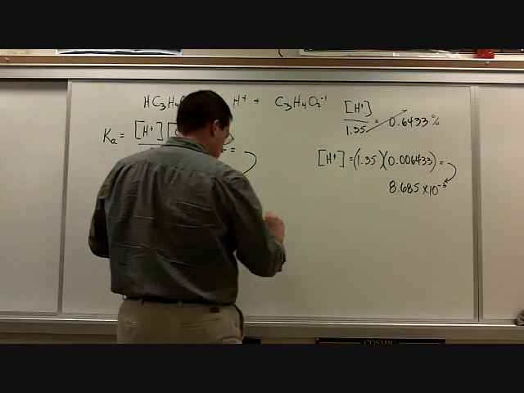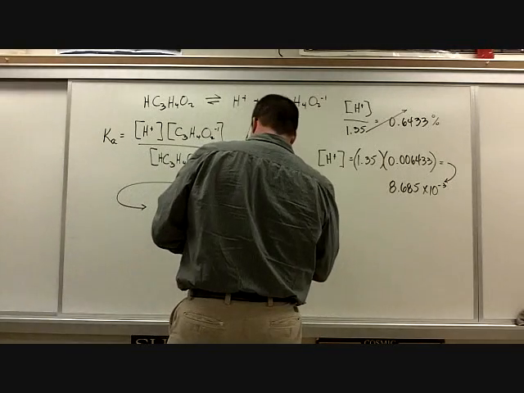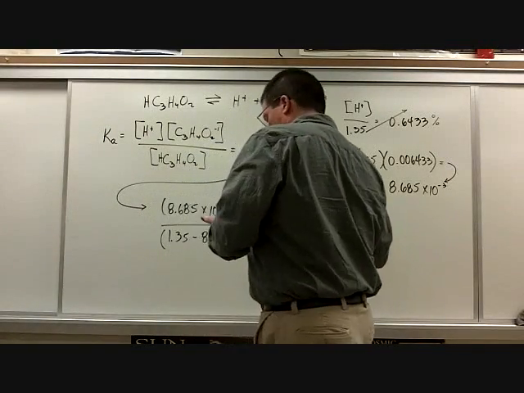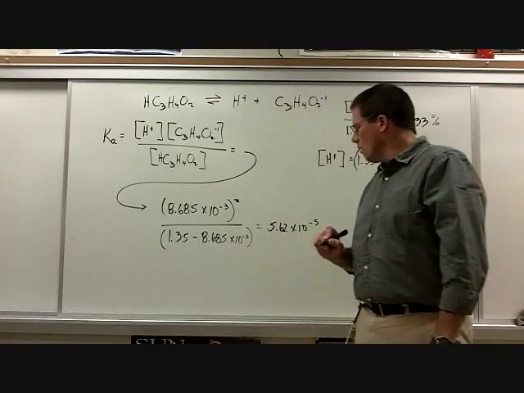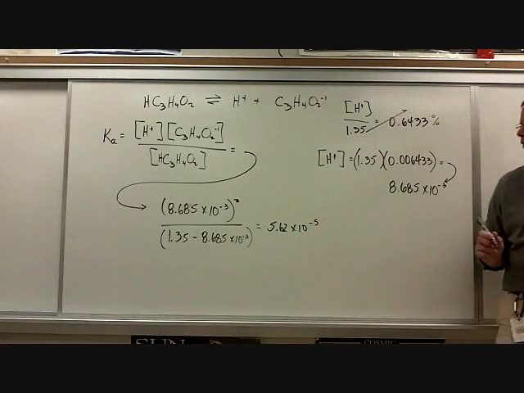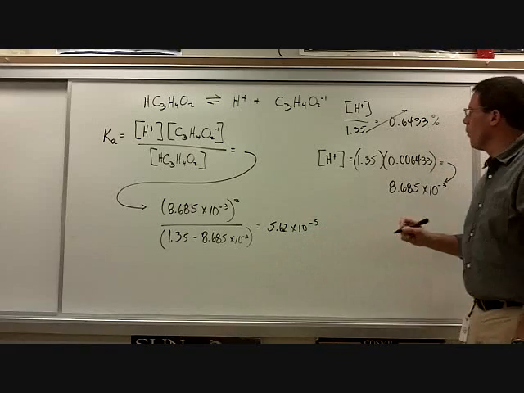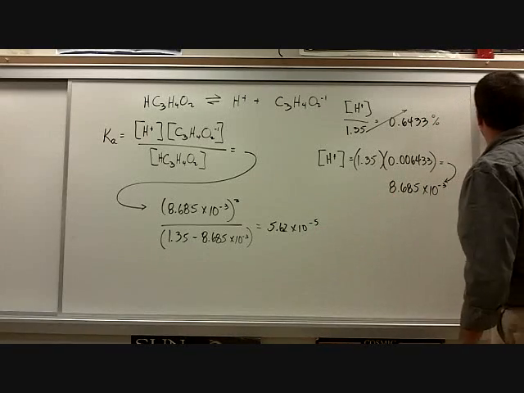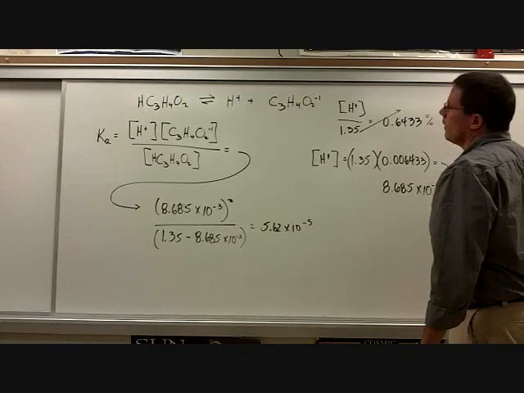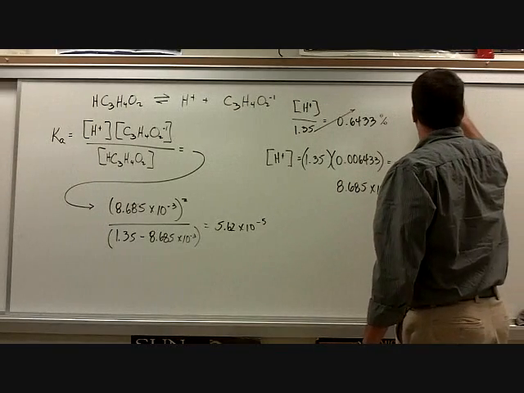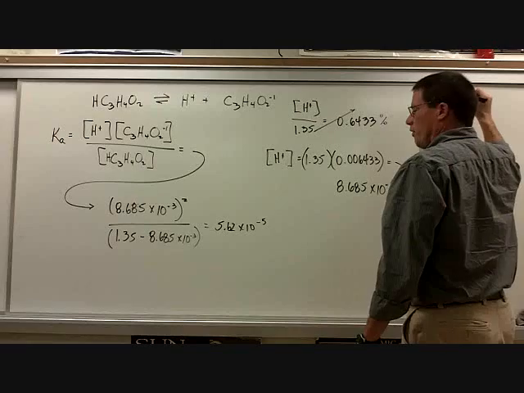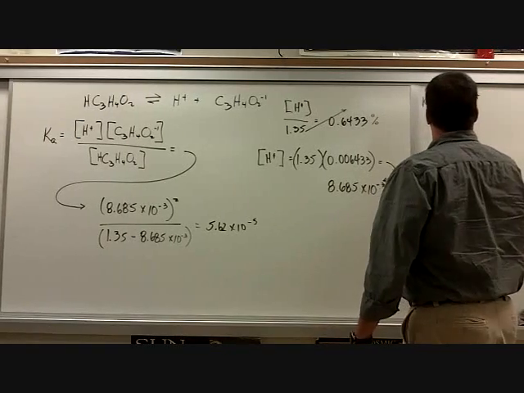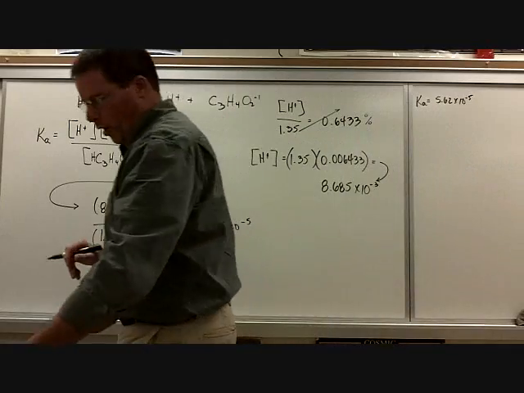So 5.6, and again, I'm sure I'm rounding this, times 10 to the negative 5. Anybody get that? Okay, so that's our Ka value. So we might want to put that somewhere. Actually, I'm going to erase that here. So I'm going to put my Ka over here. So 5.62 times 10 to the negative 5. Okay. All right, so that's part A.